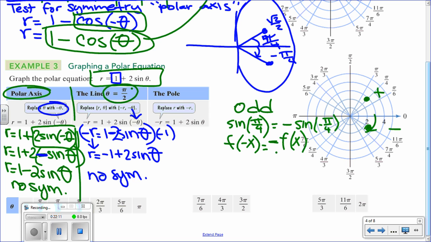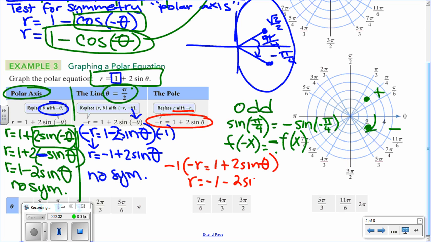Now the last one is pretty simple. We just replace r with -r, but because we want to find out what r is, we multiply everything by -1. So that will be positive r is equal to -1 minus 2 sine theta. It's pretty obvious that it's not the same as the original, right? So we'll say no symmetry with respect to the pole.